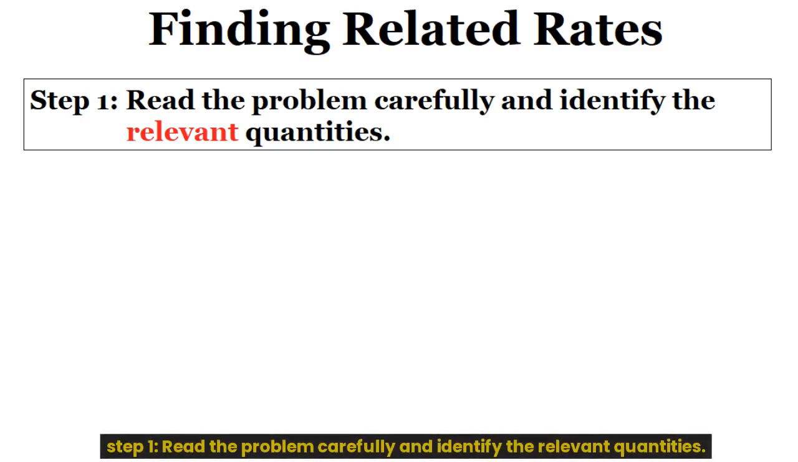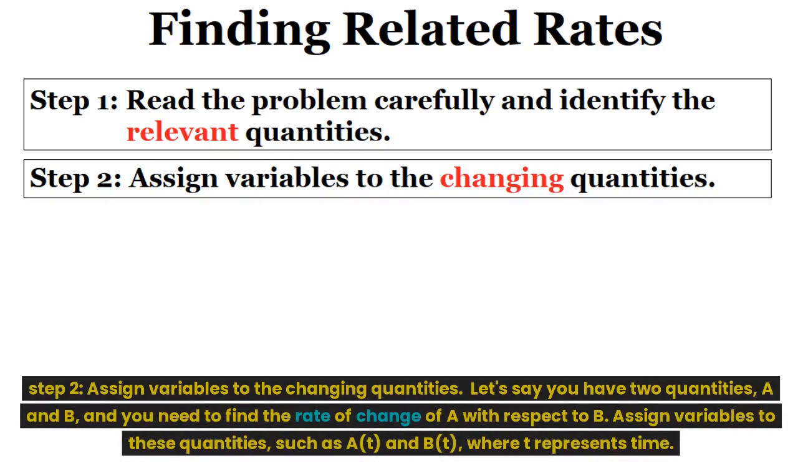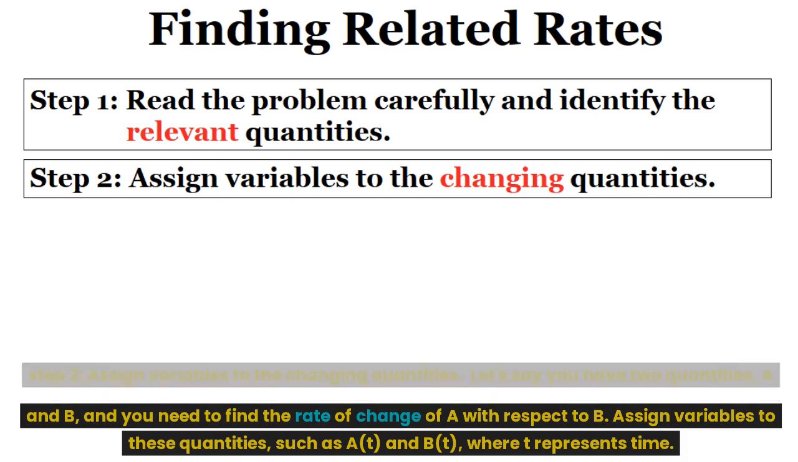Step 1. Read the problem carefully and identify the relevant quantities. Step 2. Assign variables to the changing quantities. Let's say you have two quantities, A and B, and you need to find the rate of change of A with respect to B. Assign variables to these quantities, such as A(t) and B(t), where t represents time.